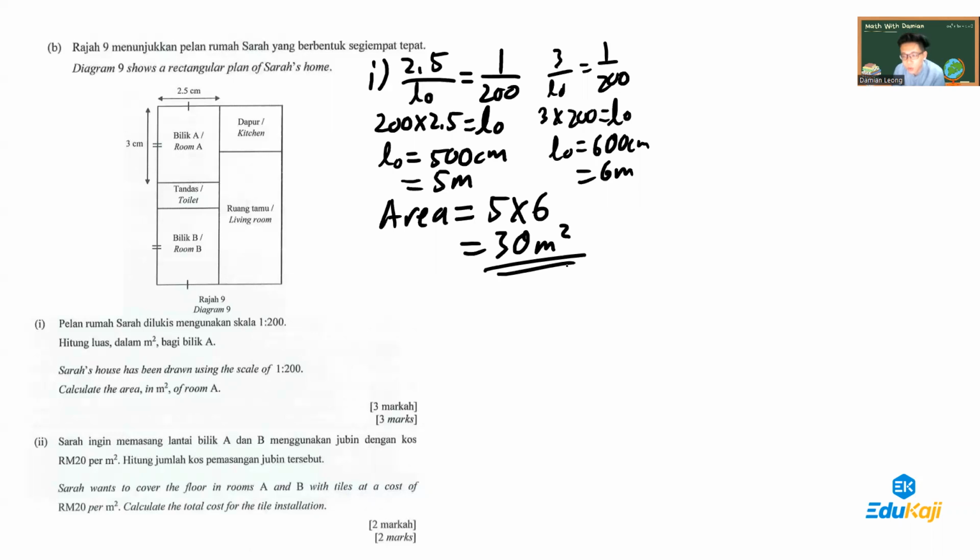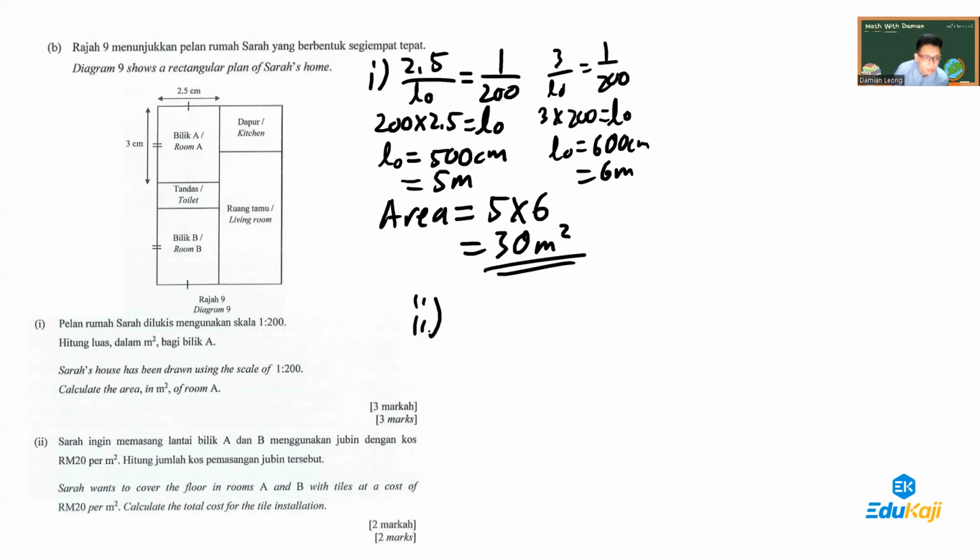So it's always better to convert from the length. If you want to convert from the area, you can, but then you have to multiply by 200 squared. Yeah, you have to multiply by 200 twice, basically.